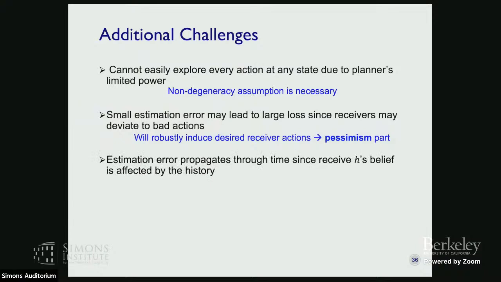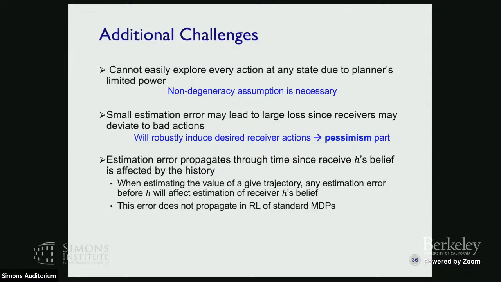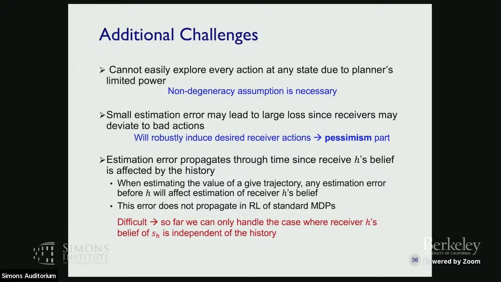The final challenge is that the estimation error may propagate through time, since the receiver's belief at step H depends on our estimation in the past. When estimating the value of a given trajectory, any estimation error before H will affect the estimation error of the receiver's belief at H. This doesn't happen in standard RL in MDP when you fix a trajectory. And it turns out that when arguing the sample efficiency proof in the RL, we need this step that we cannot handle. So this is a difficult problem that we cannot handle.